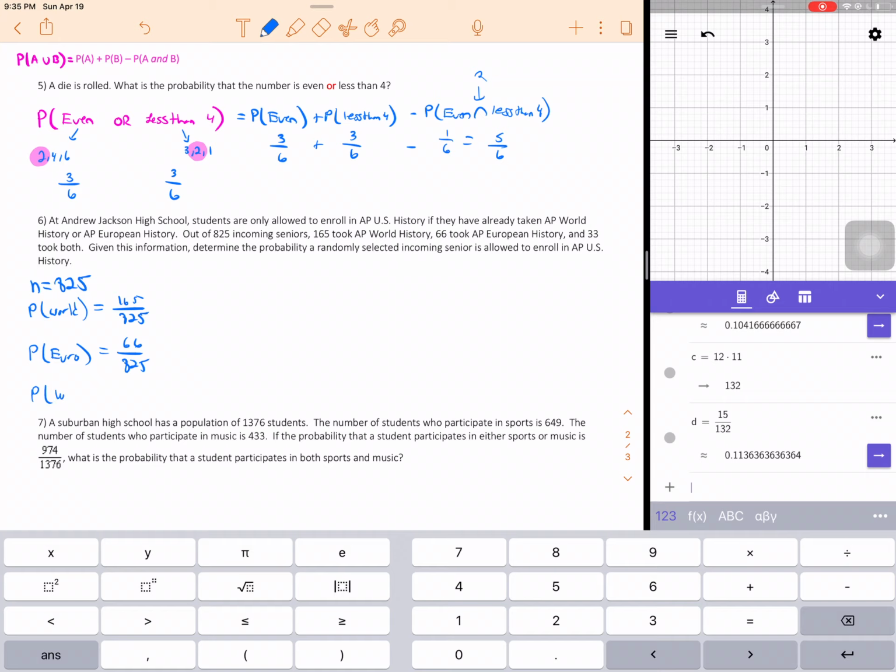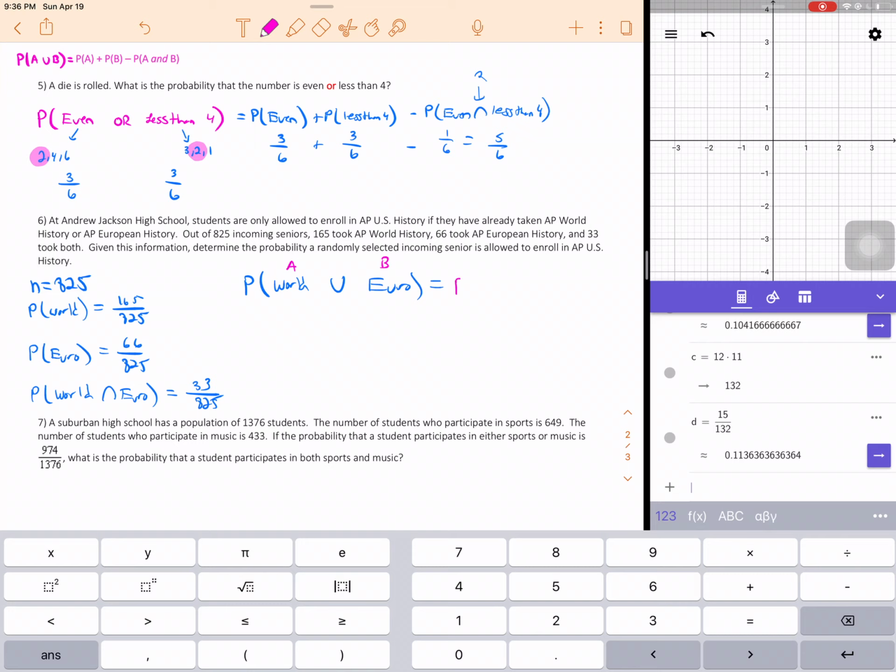Probability they took World and Euro: 33 out of 825. Given this information, determine the probability a randomly selected senior is allowed to take U.S. history. Again, who's allowed to take U.S. history? If they have taken AP World or AP Euro. So we're looking for the probability that they took World or Euro.